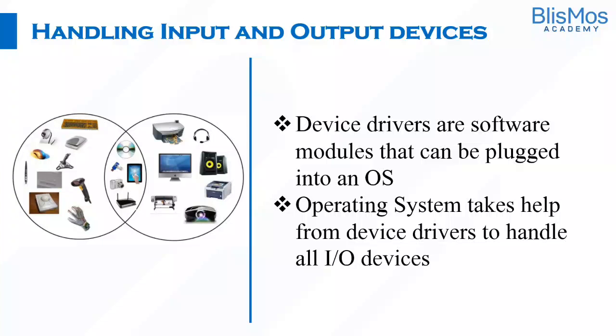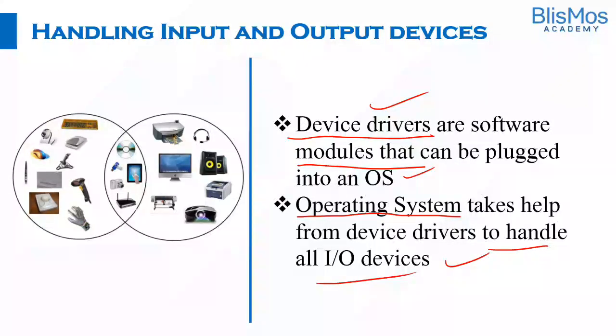So what happens is, if we have to communicate with a particular device, or if the operating system has to handle a particular device, we have something called device drivers. So each device comes with device drivers. If you connect either a pen tablet or a camera or any input device, you will see a message saying that device drivers need to be installed. So device drivers are the software modules that can be plugged into an OS. So what the operating system does is, it takes the help from the device drivers to handle all the input output devices. Device drivers help the operating system to control the devices.